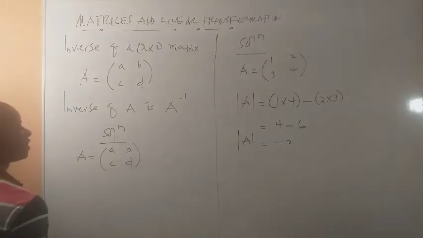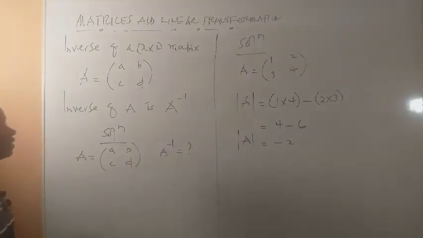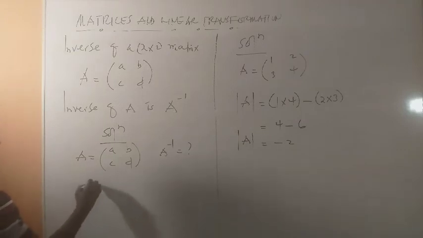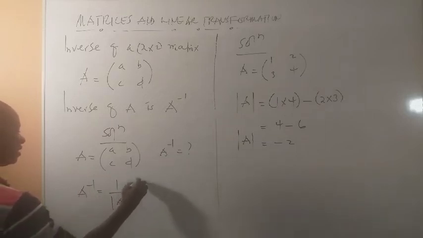And we are asked to find the inverse of A. So A inverse is question mark. That's what we are calculating for. Now, the inverse of A is 1 over the determinant of A.